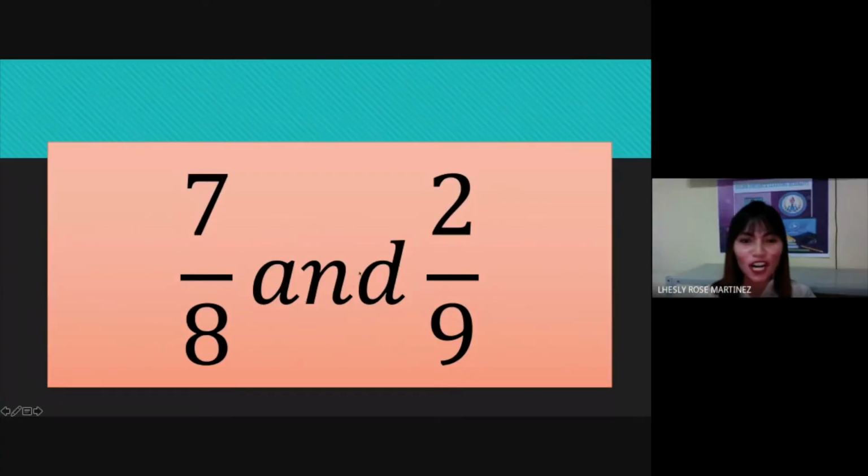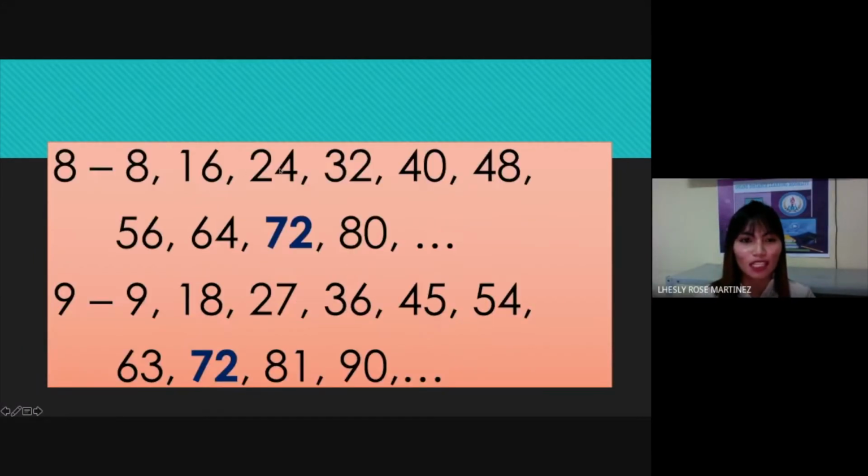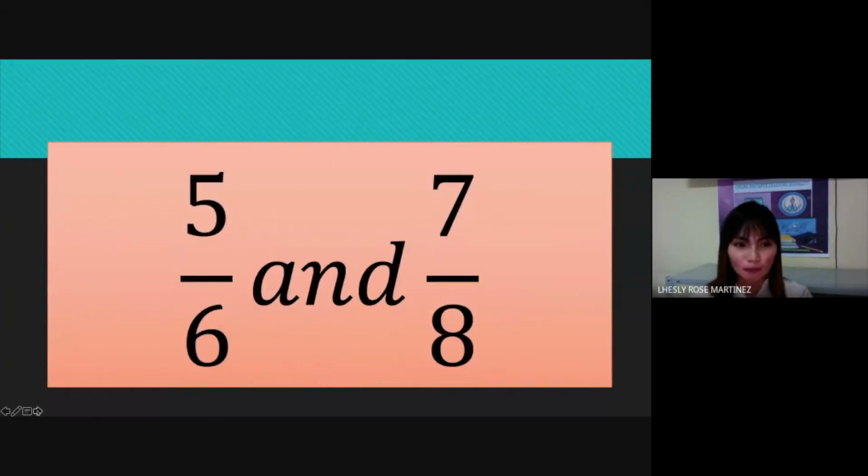Raise your answers. Raise your board. Sanay na tayo ng raise your board sa room. So, the LCD of 7/8 and 2/9 is 72. Yes, very good. Next. 5/6 and 7/8.